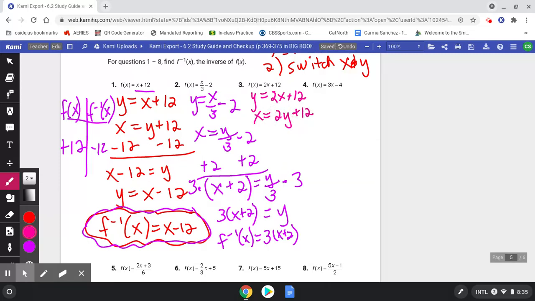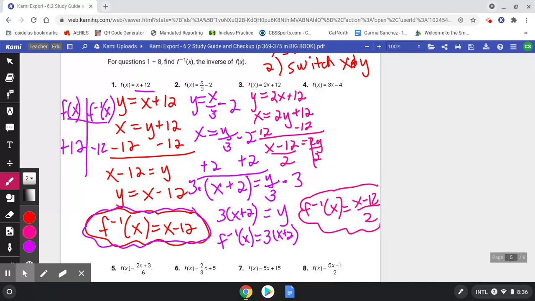Now that I've got x and y switched, I'm going to start to manipulate the equation, minusing 12, and then dividing by 2. I'm going to get f of negative 1 of x equals (x minus 12) over 2. All right, since I'm running out of space for number 4 with my big writing, I think I'm going to go and do the shortcut table method.